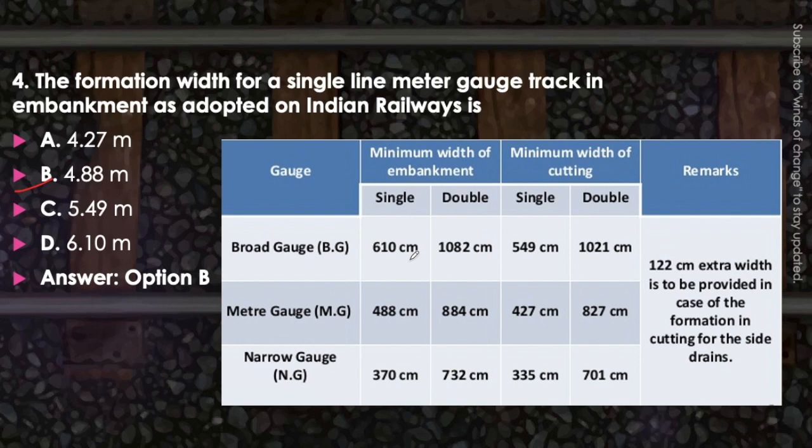Okay, that is 6.1 meter. For meter gauge track, it is 4.88 meter or 488 centimeter, and for narrow gauge, it is 370 centimeter. So please memorize it, it is very important.